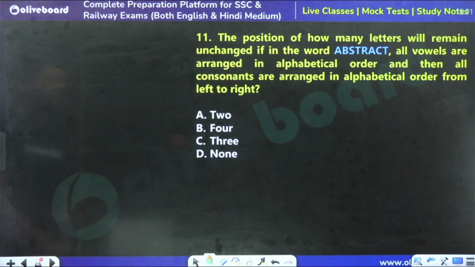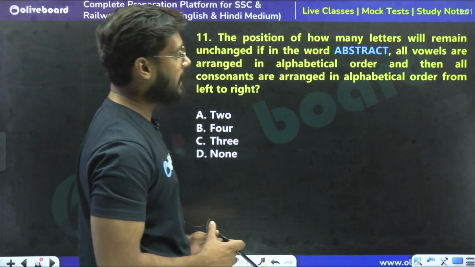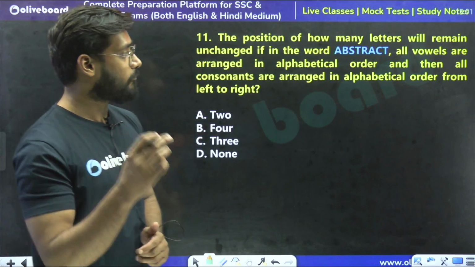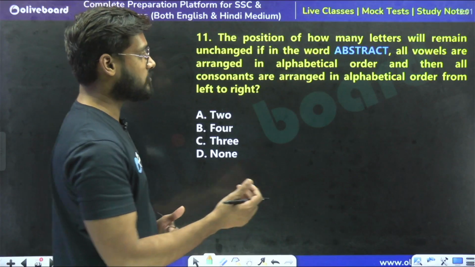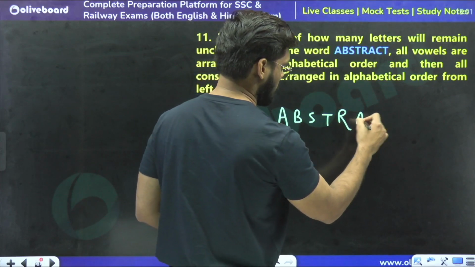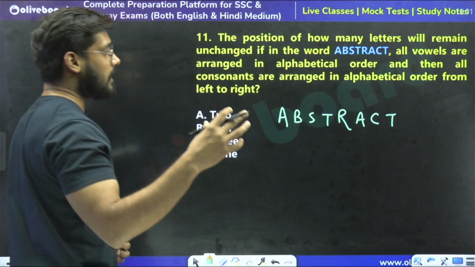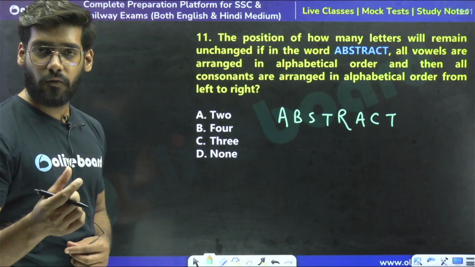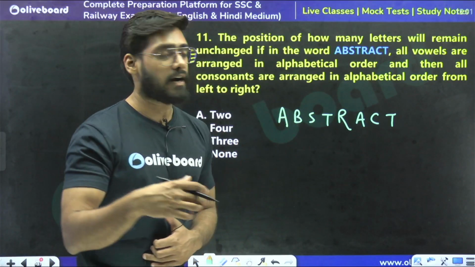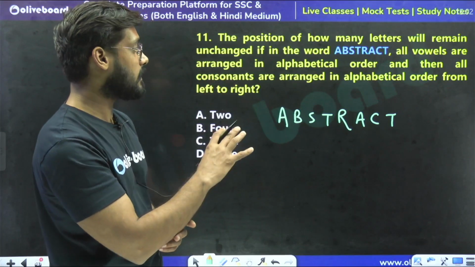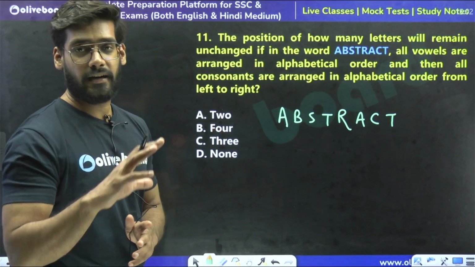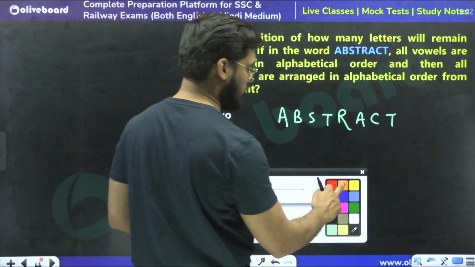11th one. The position of how many letters will remain unchanged if in the word abstract, all the vowels are arranged in alphabetical order, and then all consonants are arranged in alphabetical order? First all vowels are arranged, then all consonants are arranged from left to right. We need to find how many letter positions will remain unchanged.